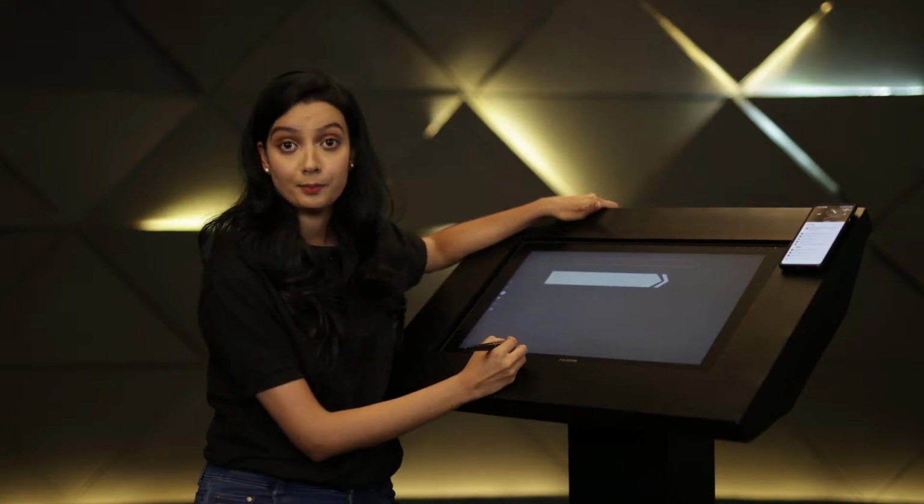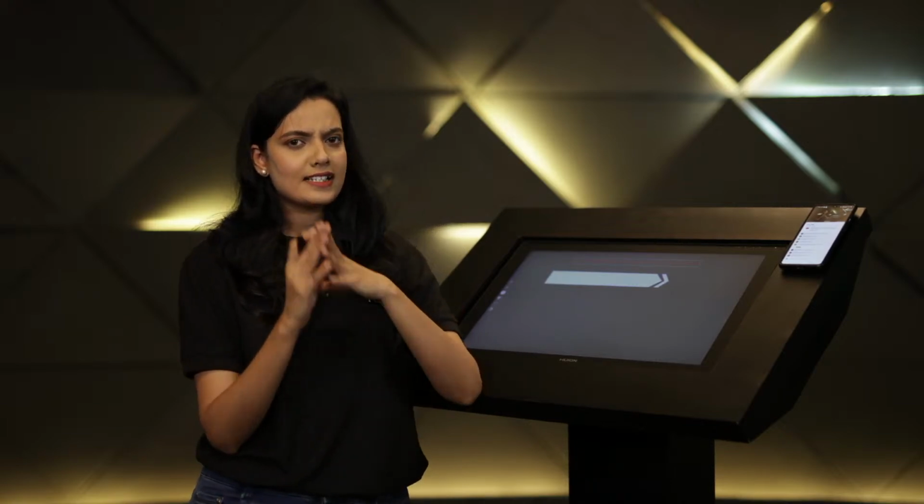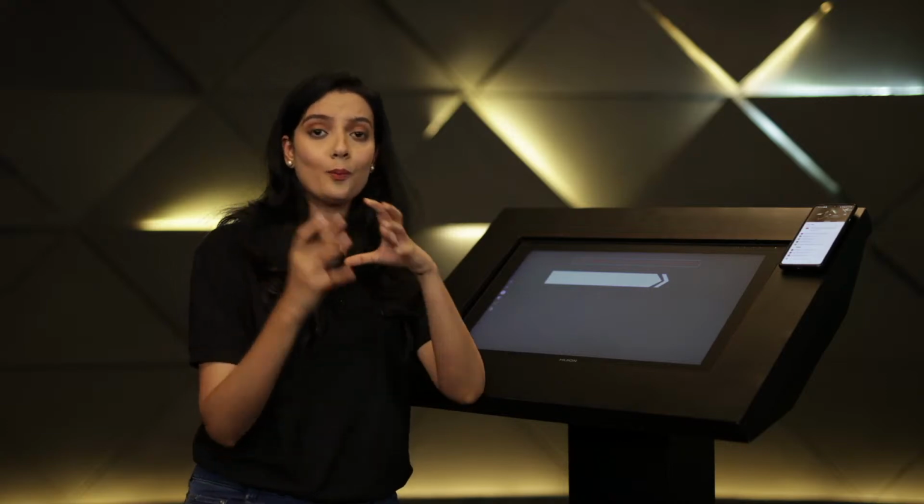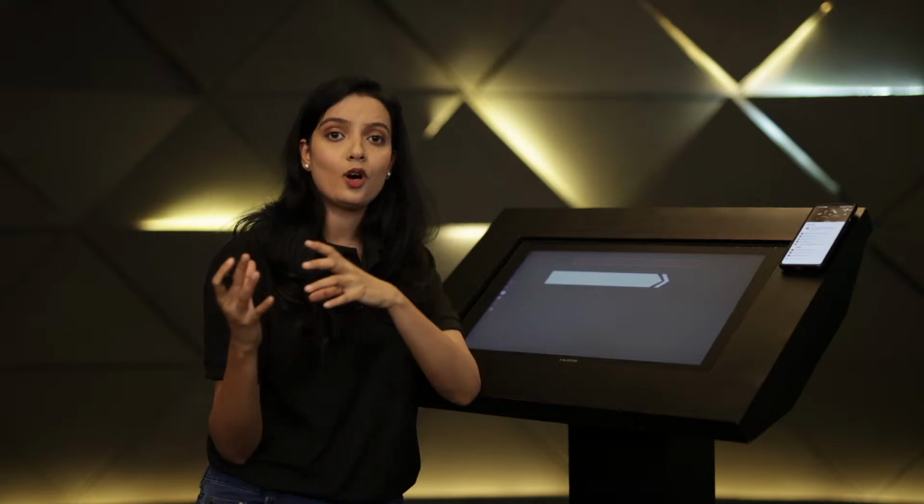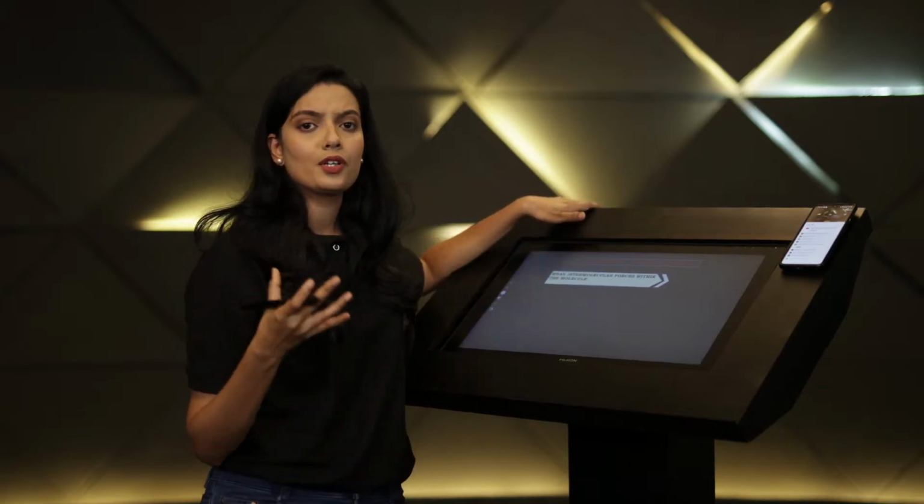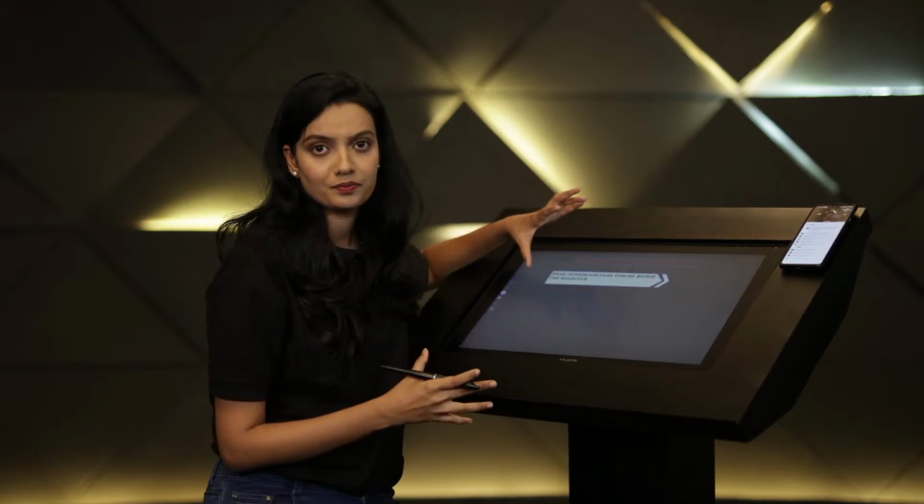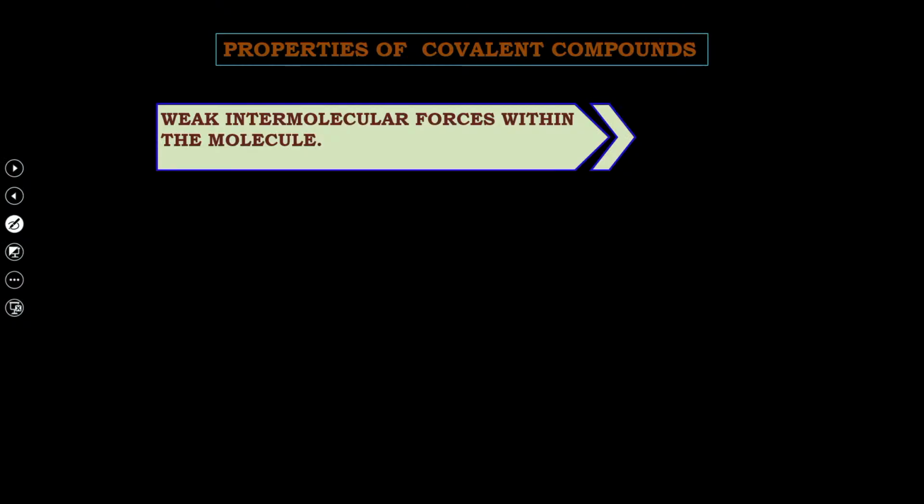Now, this was all about the covalent compounds, that means the compounds which contain covalent bonds. Alright. Now, let us have a look at what are the properties of these covalent compounds. Since the molecule is formed by mutual sharing of electrons, there will exist weak intermolecular forces, as the electrons are only shared, not transferred to another element.